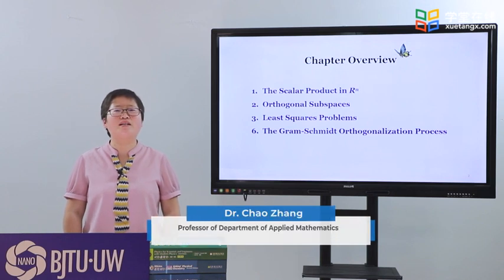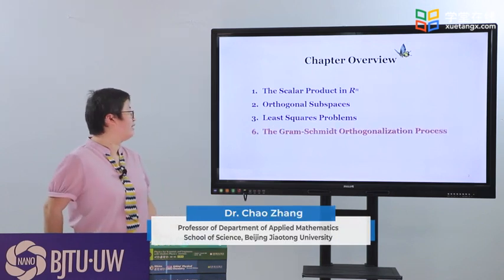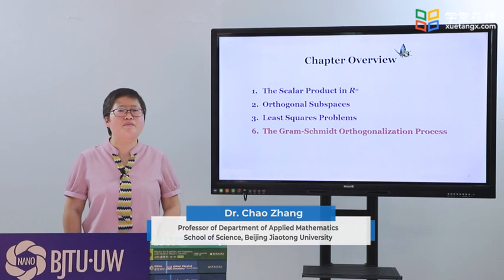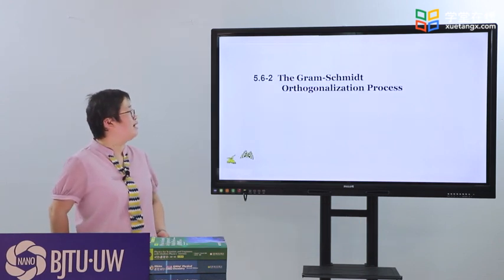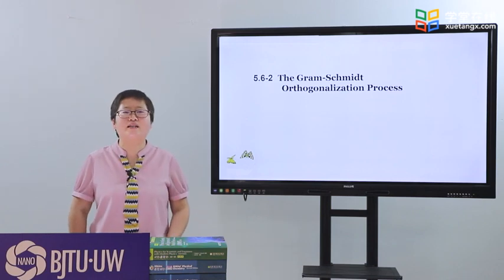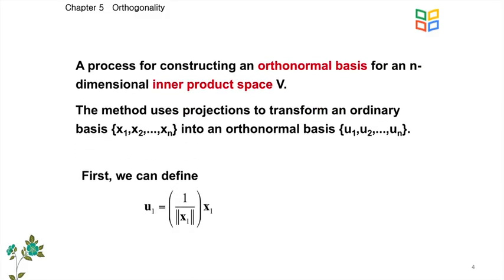Now we continue to learn Chapter 5, Orthogonality. Section 6, the Schmidt orthogonalization process. Part 2, this Schmidt orthogonalization process. A process for constructing an orthonormal basis for an n-dimensional inner product space V is called the Schmidt orthogonalization process.